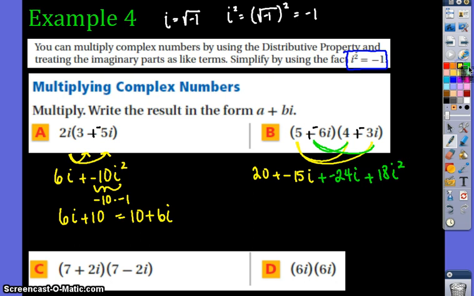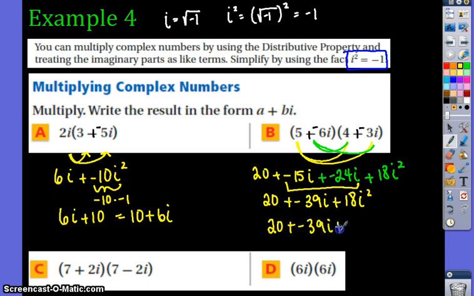Let's combine some of our like terms, clean this up a little bit. We would wind up with a 20 plus, and we can combine these two right here for a -39i, and then plus 18i squared. We need to remember that this is really times a -1, so this becomes a -18 when it's all said and done. So 20 plus -39i, and then plus a -18. Again, remember that this is -1 times 18. That's where we got this part right there.